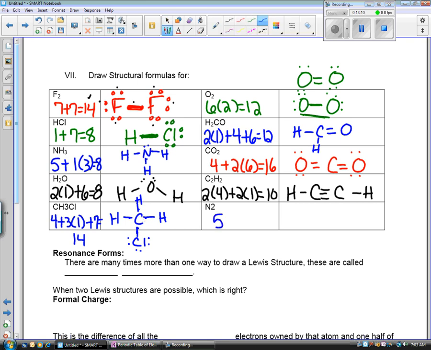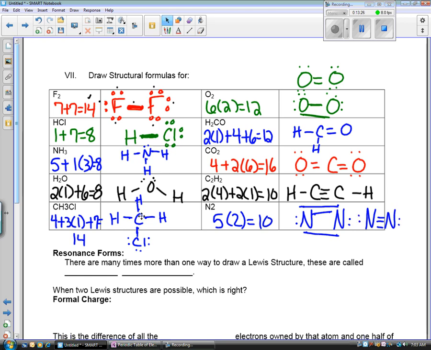Nitrogen is 5 times 2 is 10. Now, nitrogen also has three opportunities to bond here. 1, 2, 3. Let's write it nice and neat. It's also going to have a triple bond. Which is why it's in our atmosphere. It's almost 80% of our atmosphere because it's so hard to break that triple bond between the two nitrogens. So that's why it's hanging out in our atmosphere so much. It's hard to break down.